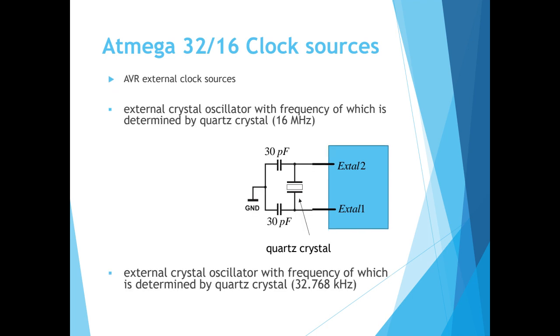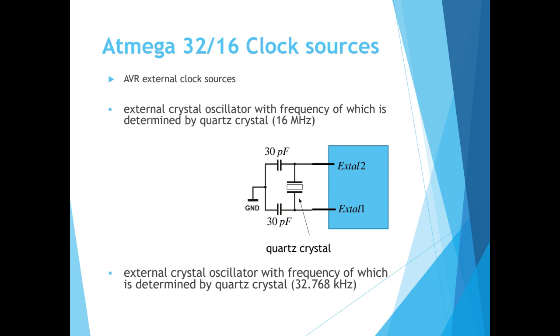Another type of external clock source is the external crystal oscillator, with a frequency determined by a quartz crystal. The quartz crystal can be 16 megahertz or 32.768 kilohertz. Then about this type, the external crystal oscillator, we will have again two types.